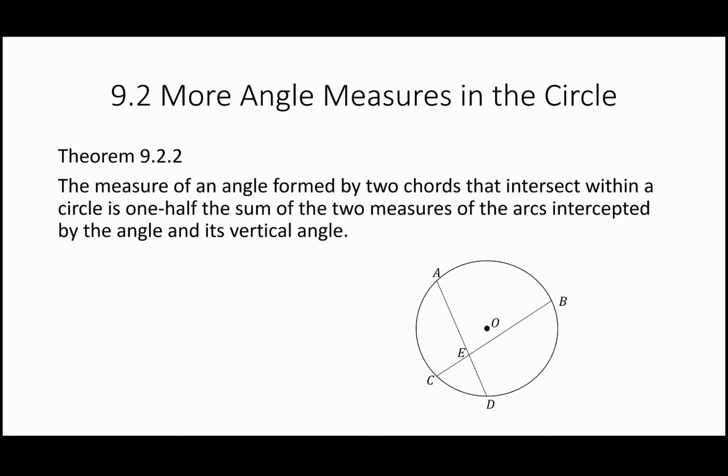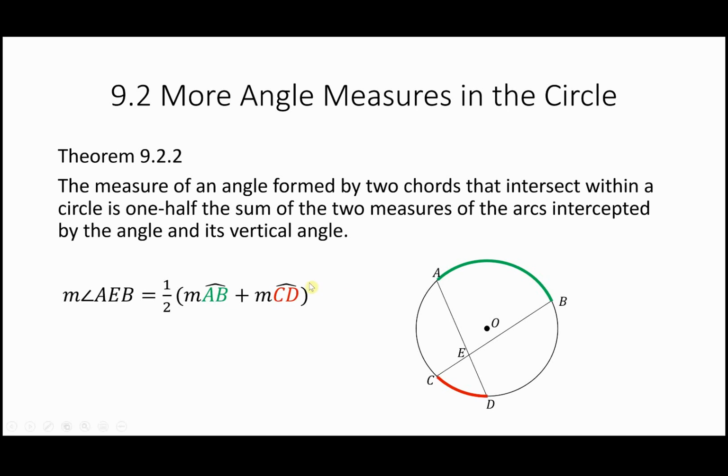All right. Next theorem. The measure of an angle formed by two chords that intersect within a circle is 1/2 the sum of the two measures of the arcs intercepted by the circle and its vertical angle. Oh Lord, what is even being said by this? Okay, so there's a lot that's being described here, but we can simplify it quite a bit by using some colors. Okay, so here we go.